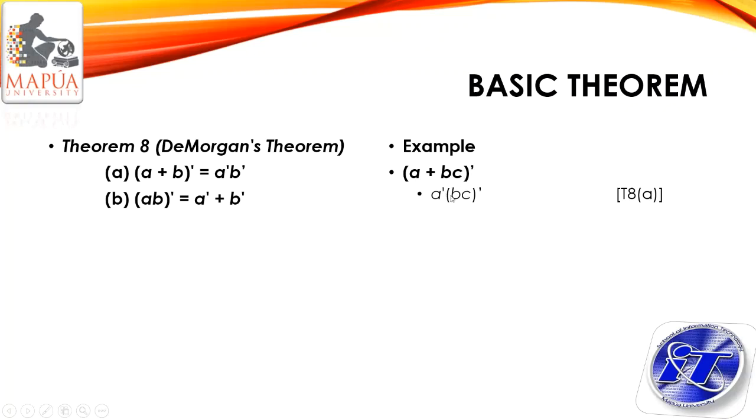If we want to separate BC to have a separate negation, we could also implement De Morgan's theorem using form B. So the result will be A' AND (B' + C'). So how do we get this? Copy first, change AND to OR, and then separate the negation. That will be our answer.